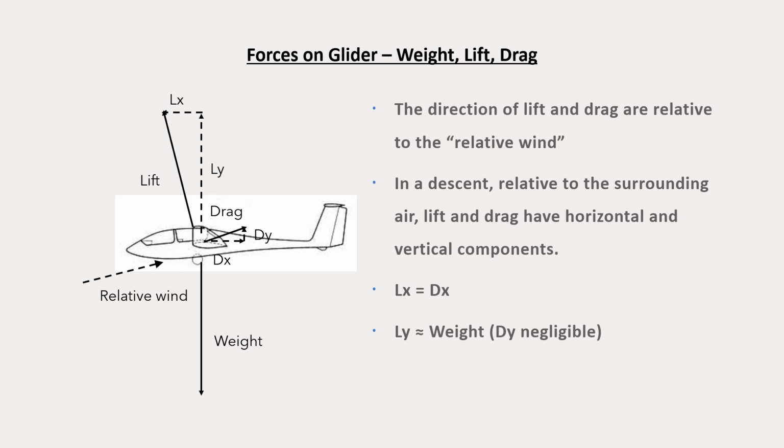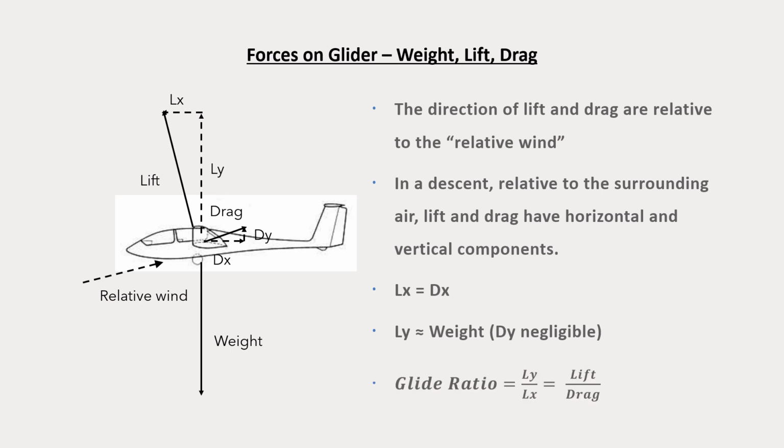This D sub y, the vertical component of the drag, is tiny, and we can kind of neglect that in the circumstances that we normally operate a glider. If we were talking about a dive bomber or something like that, then it wouldn't be appropriate to neglect that component anymore. But for the way gliders work, we can kind of ignore that component.